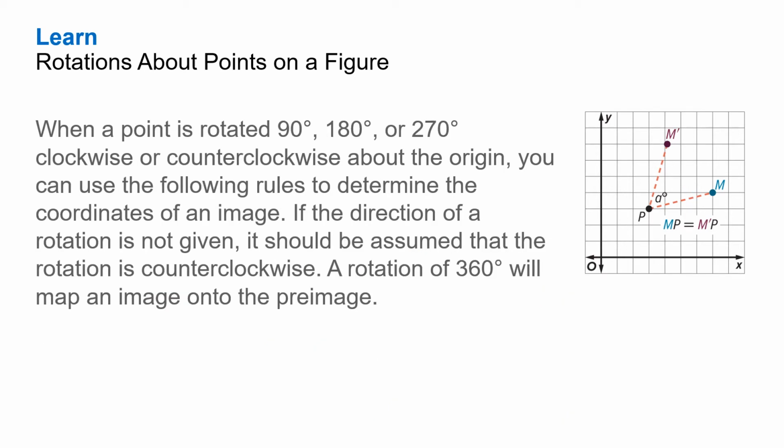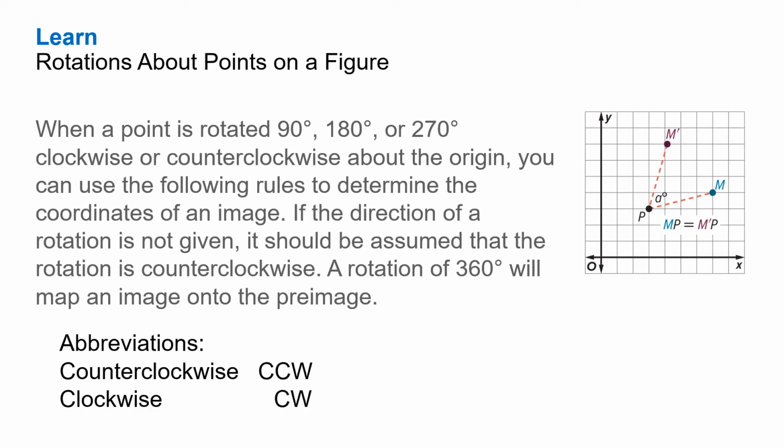When a point is rotated 90 degrees, 180 degrees, or 270 degrees clockwise or counterclockwise about the origin, you can use the following rules to determine the coordinates of an image. If the direction of a rotation is not given, it should be assumed that the rotation is counterclockwise. A rotation of 360 degrees will map an image onto the pre-image.